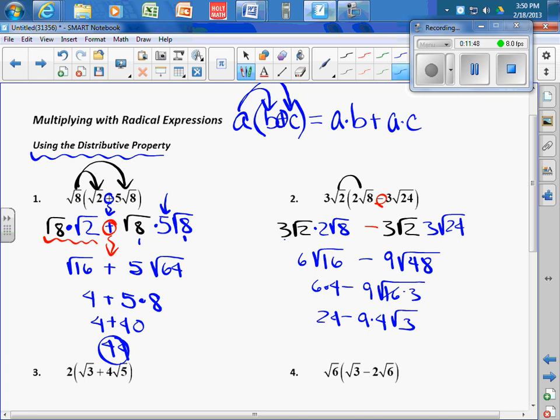The numbers that are outside get multiplied together. Your final answer, 24 minus 9 times 4, 36, and then radical 3. 24 minus 36 radical 3.